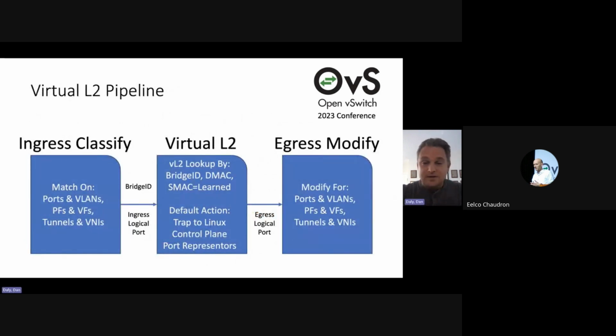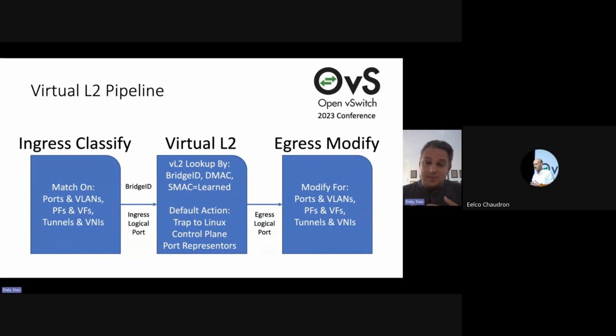And so here is the pipeline. If you look at the P4, this is what you would see: there's an ingress classify that matches on all the different types of logical ports and classifies it. It says, this is the logical port that the packet came in on. That's also the logical port that the packet will be trapped on if it doesn't match in the virtual layer 2 table. And so the virtual layer 2 table will look up by the bridge ID, the DMAC, and whether or not the SMAC is learned. If all these things match, then it will associate it with this egress logical port and then modify the packet according to that logical port.